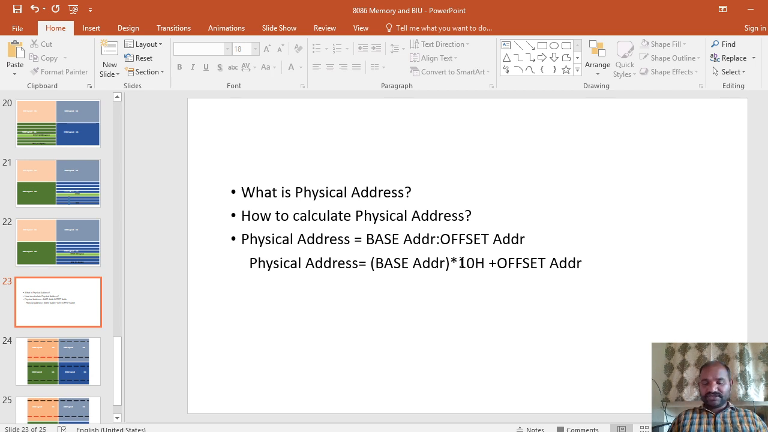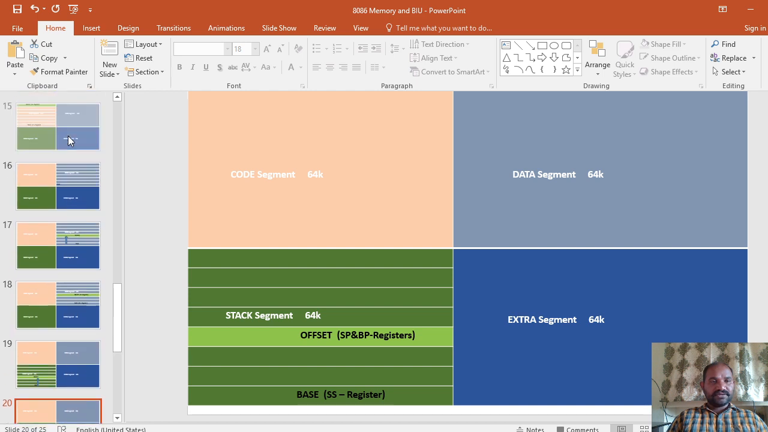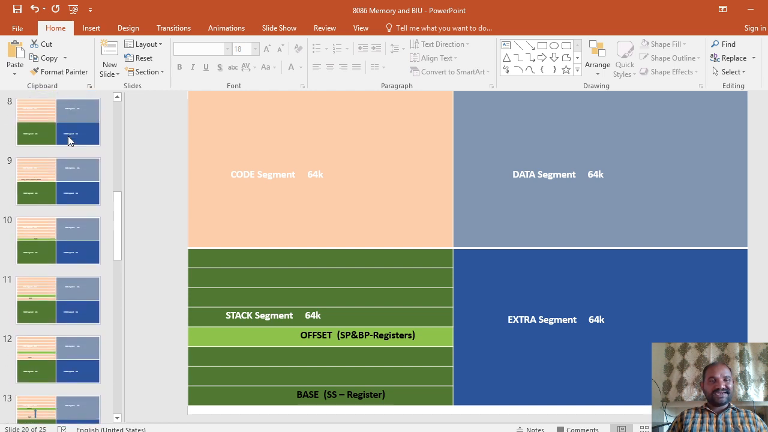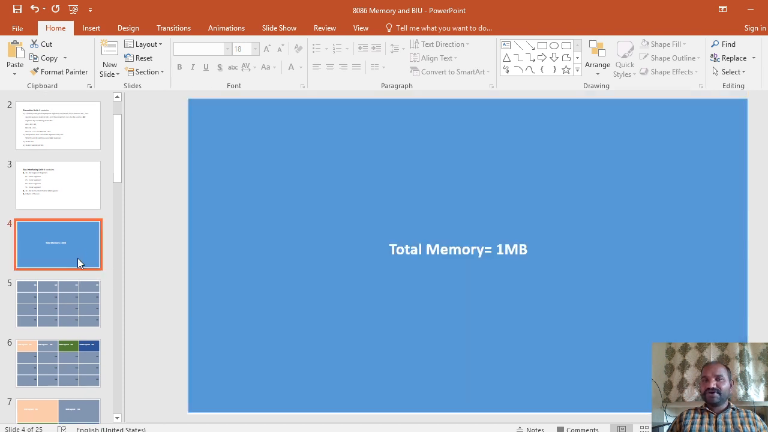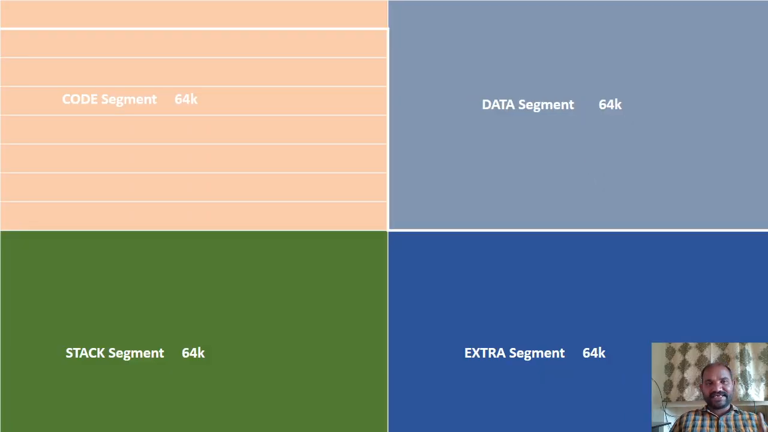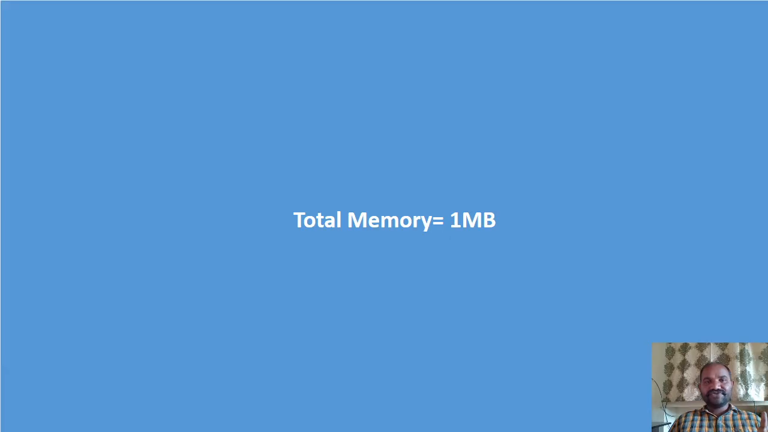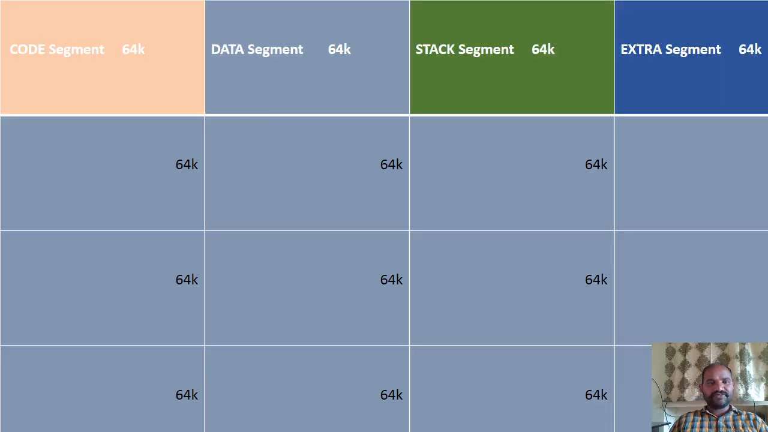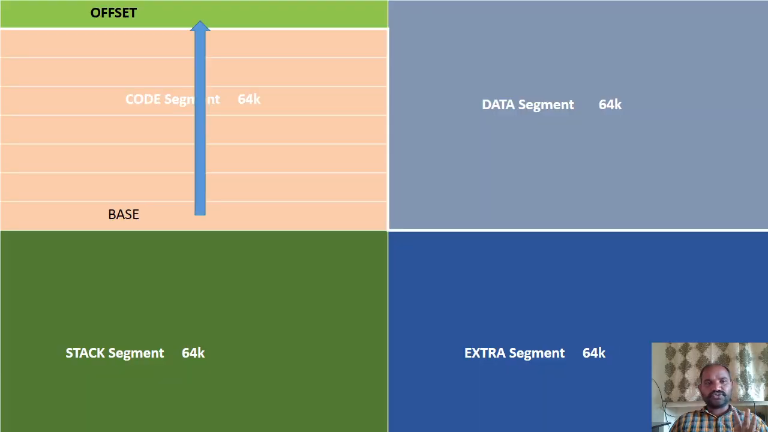One more thing: whatever we have seen, this memory and the 16 blocks, is only for the view, to understand how exactly memory is accessed. So there is no need to draw this diagram in the exam. It is only for your convenience to see how the memory is accessed by the 8086 microprocessor. I wanted to show the physical view, so that's why I used these slides. No need to draw all these diagrams in the exam.